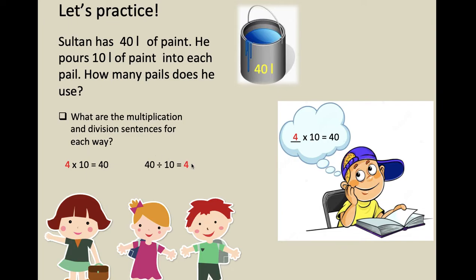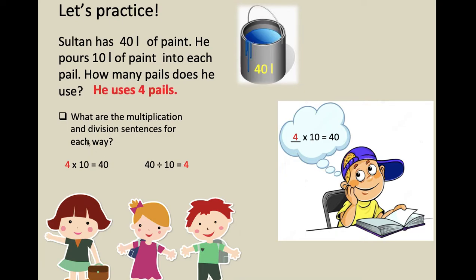And now let's come to the division sentence. He had 40 liters of paint and he pours 10 liters of paint in each pail. So how many pails did he need? He needed 4 pails. Is it clear? That is, he had 40 liters of paint and he puts 10, 10, 10, 10. So how many pails did he need? Well done. He needs 4 pails. Good job.